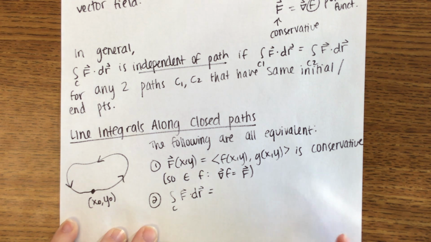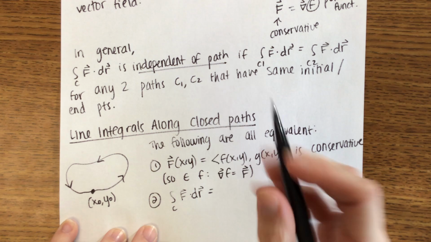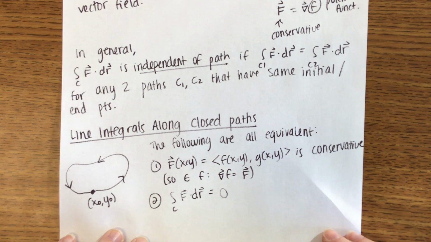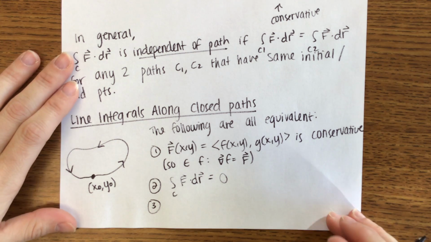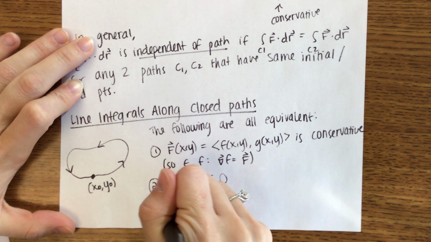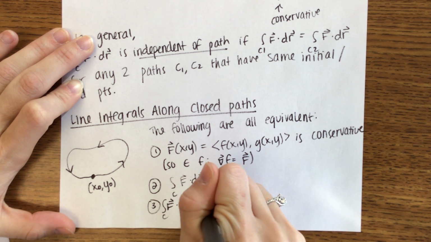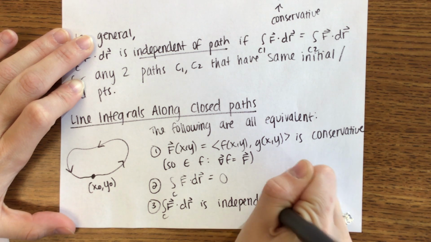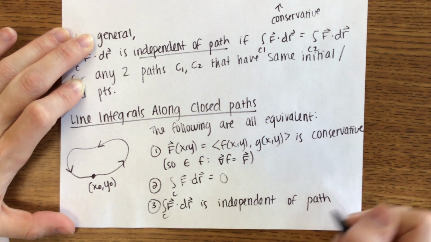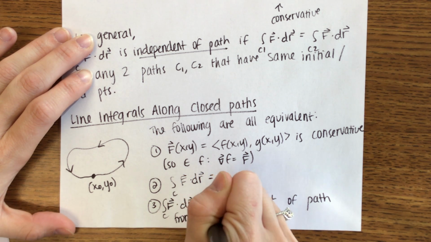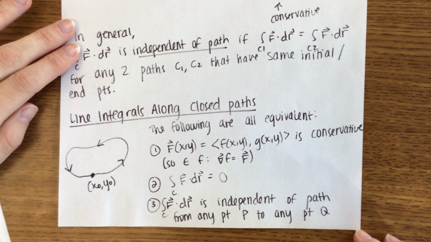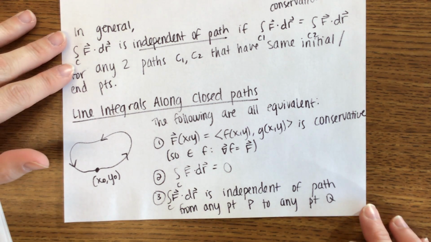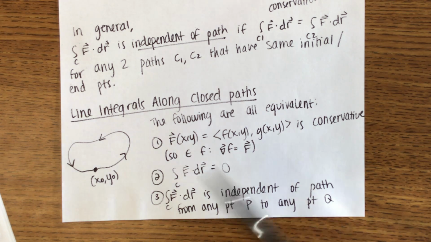So in this case, I can choose any path that starts and ends at this point, which means the work done is just zero. Right? Because I can just choose no path. I didn't even have to move. So those two are equivalent. They also imply that the line integral of F dot dr is independent of path from any point P to any point Q. As long as you have a closed path, any one of these implies the other two.